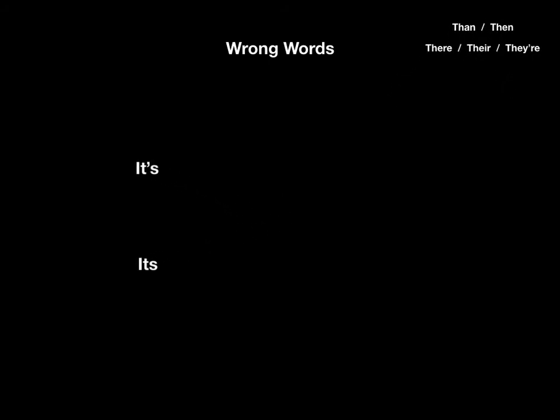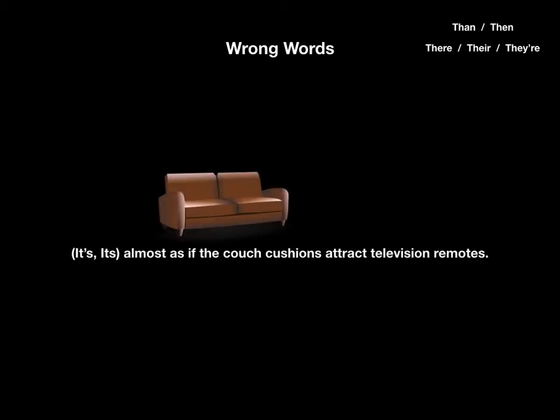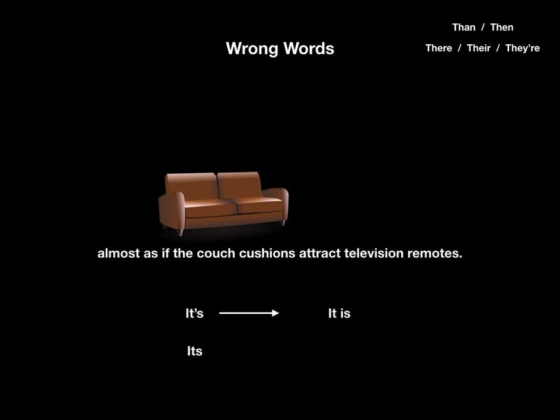When we have it's with an apostrophe s, this signifies a contraction, it is. When we have its without the apostrophe, this signifies possession. Let's take a look at an example sentence. It's almost as if the couch cushions attract television remotes. Remember that it's with the apostrophe s signifies it is, while its without the apostrophe signifies possession.